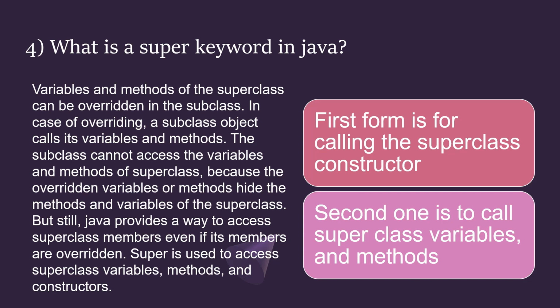Super is used to access superclass variables, methods, and constructors. Super can be used in two forms. 1. The first form is for calling the superclass constructor. 2. The second one is to call superclass variables and methods. Super, if present, must be the first statement.